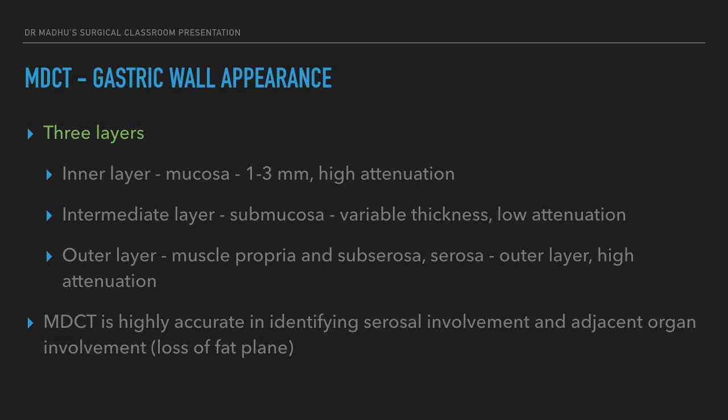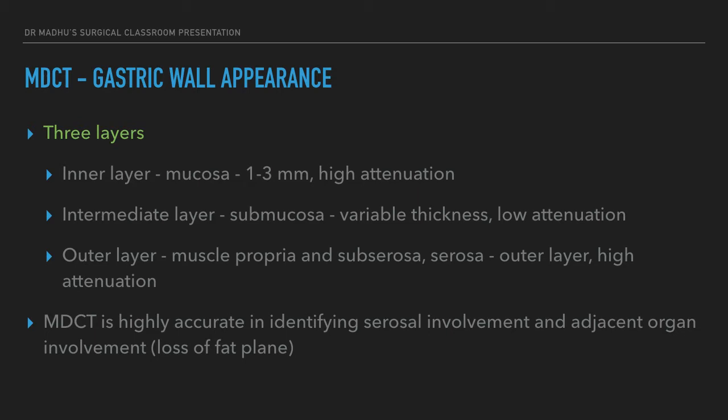So the gastric wall appearance on an MDCT presents with three layers. The inner layer, which is the mucosa, is about 1 to 3 millimeter in thickness and it is a high attenuating layer. The intermediate layer is the submucosa. It is of variable thickness and a low attenuation. The outer layer represents muscularis propria, subserosa and serosa, and it is a high attenuating layer. So basically the gastric wall will have a three layered appearance with a middle layer of low attenuation surrounded by outer and inner layer of high attenuation.